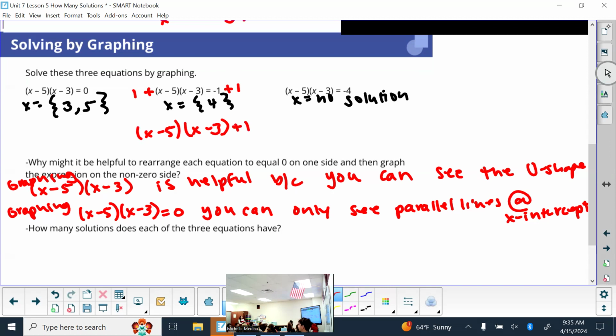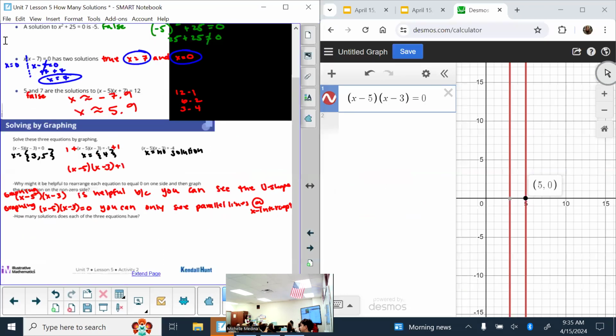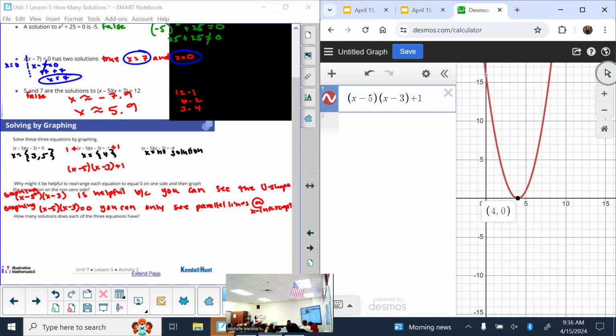Then I should be able to see that my solution is 4, that's truly the solution. Let's see what that looks like. Adding 1 to that expression makes it equivalent to our second equation. And yes, it does just have one solution. And the solution is 4, so that is right.